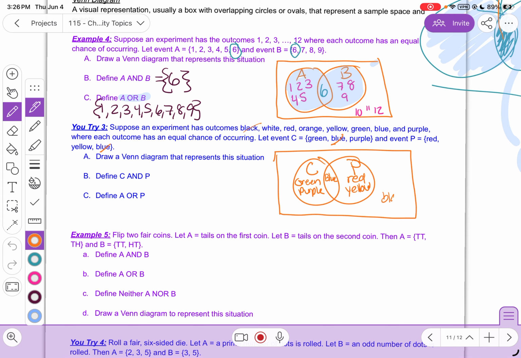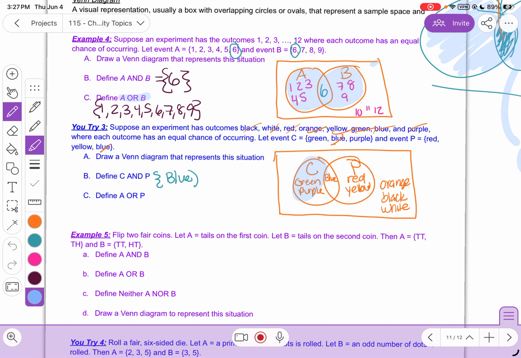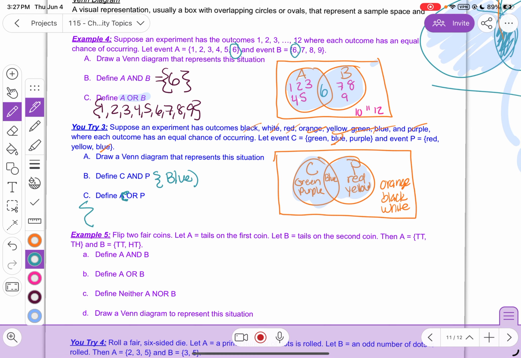Black we haven't written anywhere yet. White we haven't written anywhere yet. Red we have. Orange we have not. Yellow we have. Green we have. Blue we have. And purple we have. Okay. C and P is the overlap. So that's blue. C or P is everything in the circle. So green, purple, blue, red, and yellow.